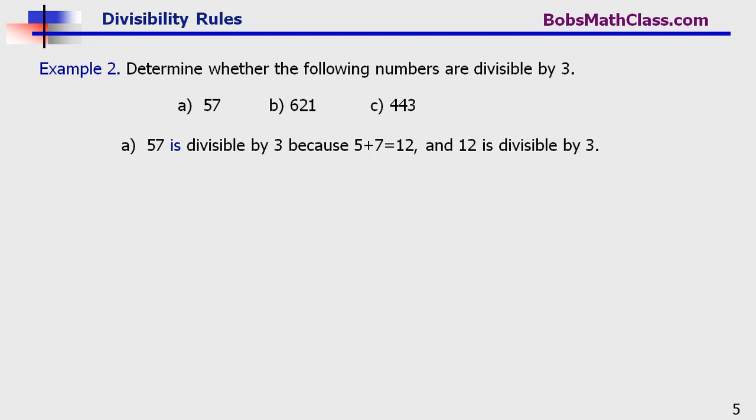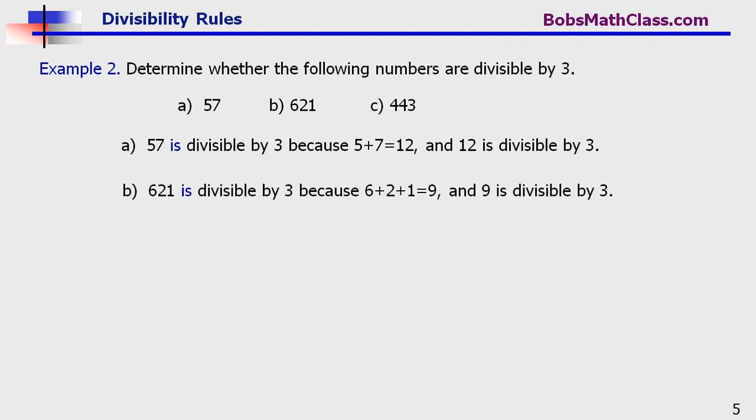Okay, let's look at the next one, 621. Do the same thing. Add the digits. Add 6 plus 2 plus 1. That gives us 9. And is 9 divisible by 3? Does 3 go into 9 evenly? Yeah, it does. So 621 is divisible by 3.